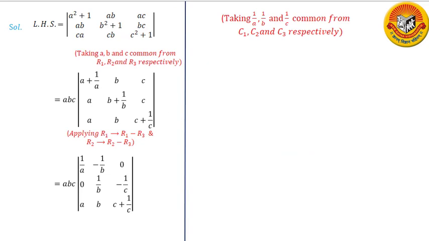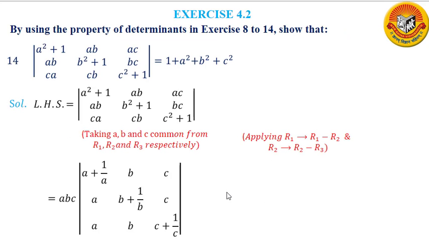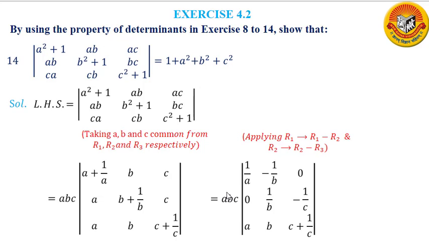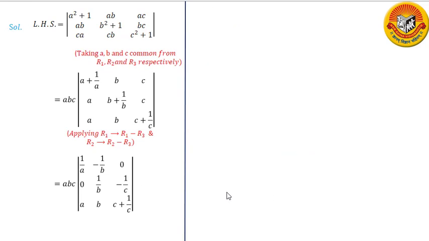Next, after taking 1 upon a, 1 upon b and 1 upon c, now what I will do, see this first column and this column, if I take 1 upon a common. Why am I doing that? Because if you see what you have to prove, you have to prove that it is 1 plus a square plus b square plus c square. So this abc, what you have got common, you don't require it. So if possible, then take 1 upon a, 1 upon b and 1 upon c common.